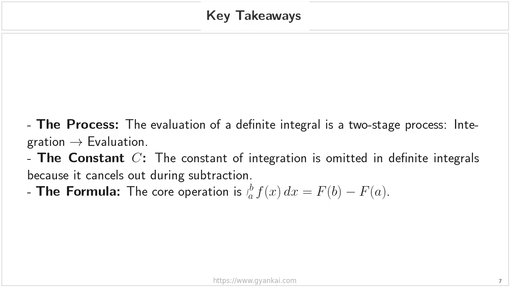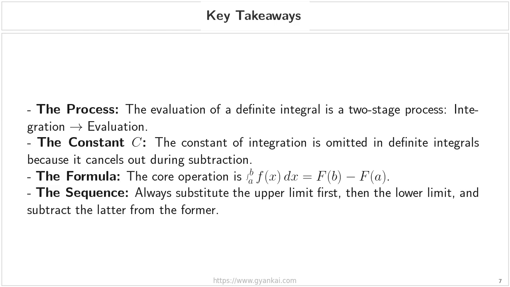Now let's look at the formula. This is the heart of definite integration. The definite integral from a to b of a function f of x, which we write as integral from a to b of f of x dx, is equal to the antiderivative of f of x, which we call capital F of x, evaluated at b, minus the antiderivative evaluated at a. In other words, it's F of b minus F of a. This formula encapsulates the entire process we've been discussing.